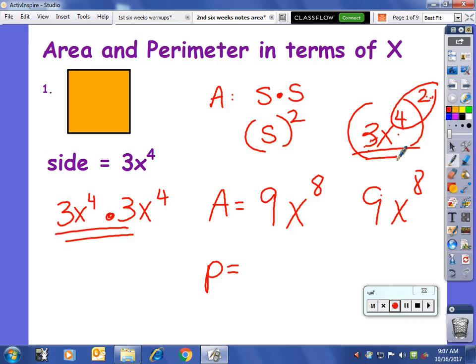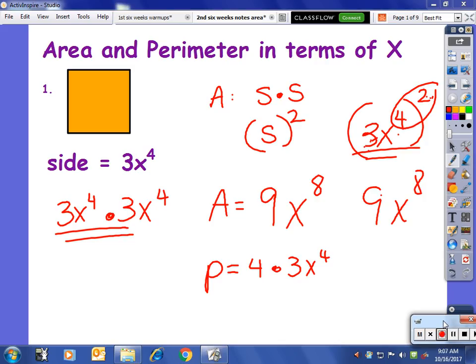The side, whatever the side is, times 4. Well, look at that side. What's 3x to the fourth times 4? Come on now, wake up. 4 times 3x to the fourth, what is it? Marcus? 12x to the fourth. Perimeter is 12x to the fourth.